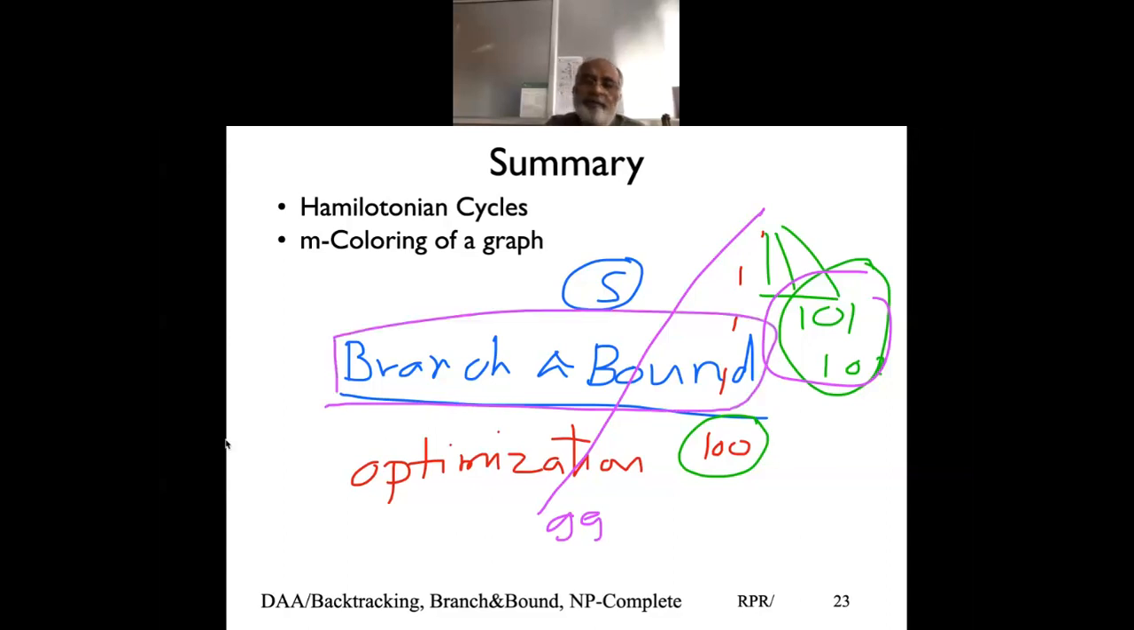So I am done. Again, I request you to go through the exercise, work it out yourself, run the algorithm, follow each step to make sure you understood m coloring as well as Hamiltonian cycle. If you have questions, please ask me. Otherwise, we'll basically stop here.